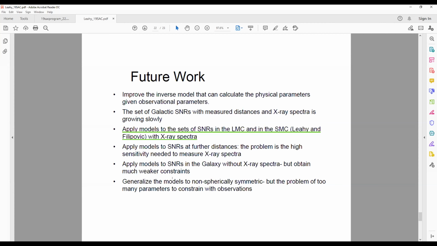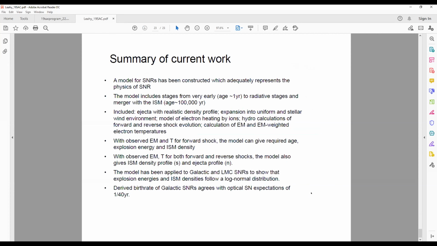One would always bring up the caveat that we're applying spherical symmetry, but when you go to non-spherical symmetry, the problem is how do you break the symmetry without introducing a huge number of parameters. So that's a longer term goal, which may not be achieved for several years. Okay, I'll end there and leave the summary up.